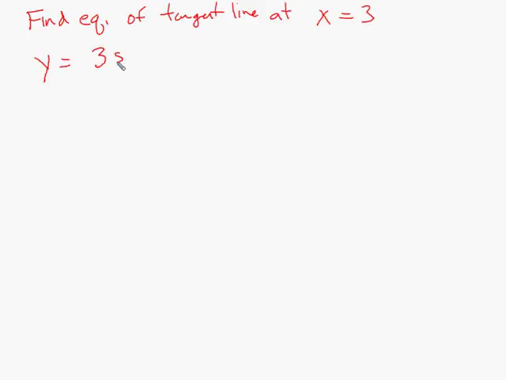Okay. Next question is find the equation of the tangent line at x equals 3. And let's say our equation is 3 sine of 2x cubed.